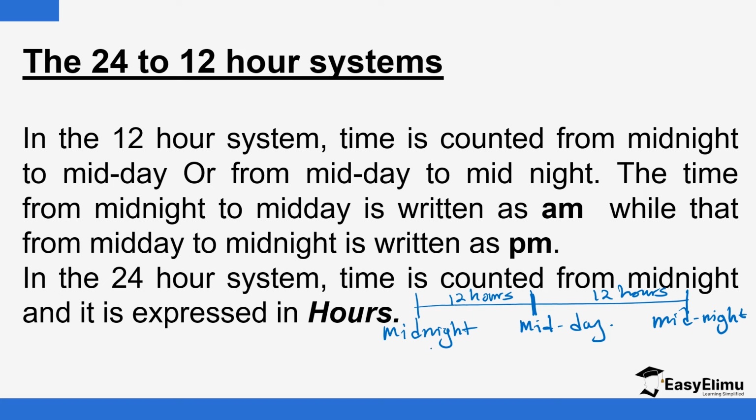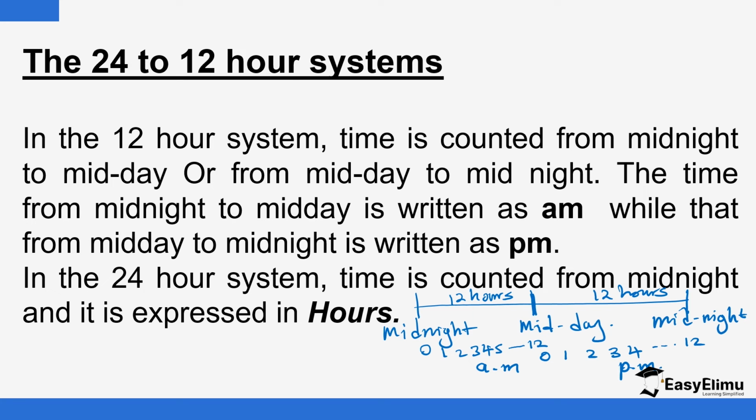So that is the 12-hour system. You start from 0, 1, 2, 3, 4, 5, all the way up to number 12. Again, you start from 0, 1, 2, 3, 4, all the way up to number 12. So we say that the time from midnight to midday, the first half of the day, we write as AM, and the second part of the day, from midday to midnight, is written as PM.